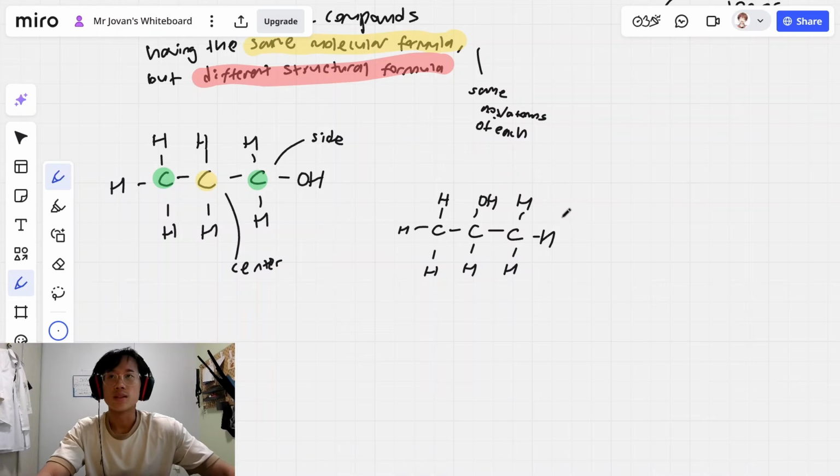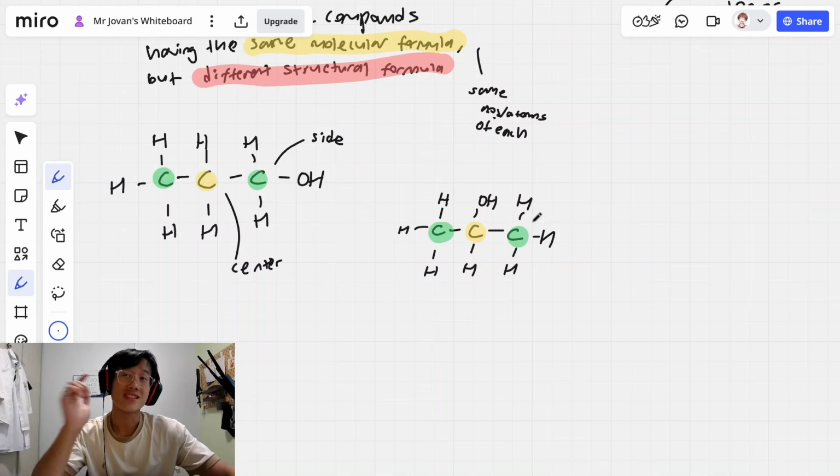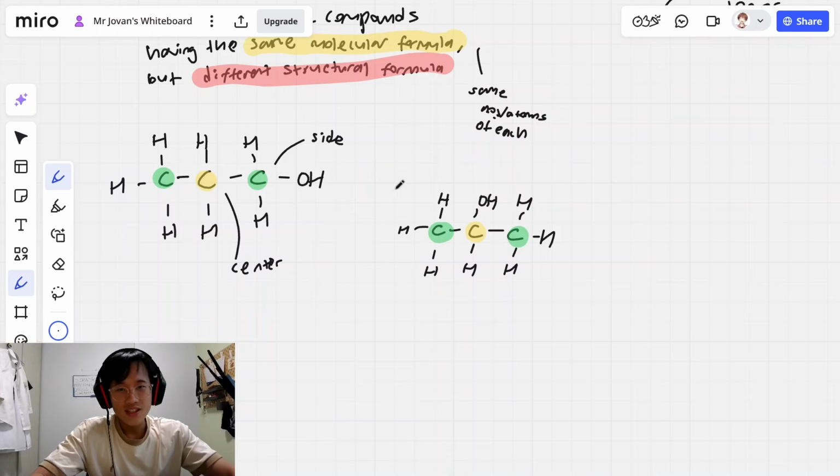Is this an isomer? Yes, it is. So good job, guys, if you got it right. Once again, I will always tell myself which one's the center and which one's the side one. In this case, this OH is now connected to the center carbon. It's not connected to the side carbon. Therefore, it is an isomer. That means both of these are isomers.